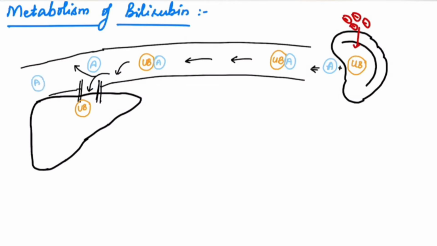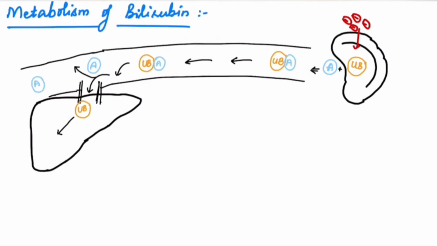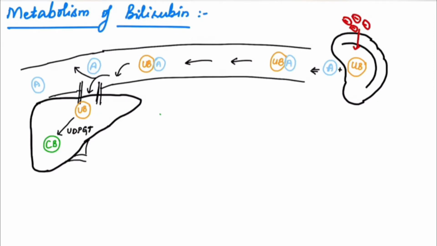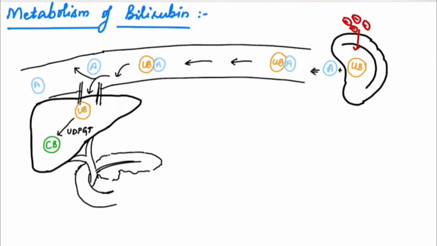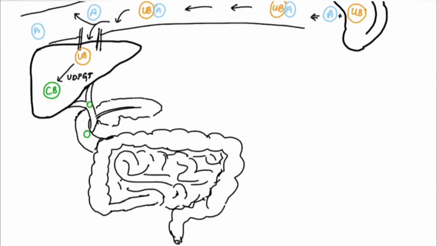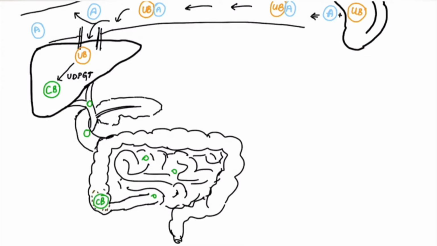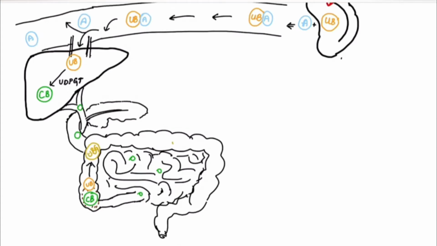This unconjugated bilirubin, which has reached the liver, is converted into conjugated bilirubin by the enzyme UDP glucuronosyl transferase, which is uridine diphosphate glucuronosyl transferase. The conjugated bilirubin, which is now formed, will be excreted into the biliary tree. Through the biliary tree, it will reach the second part of the duodenum. Then it passes through the small intestine, and at the level of the distal ileum and the colon, bacteria convert it back into unconjugated bilirubin and urobilinogen.